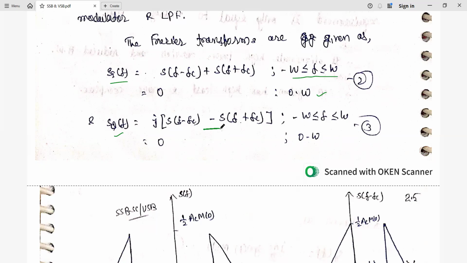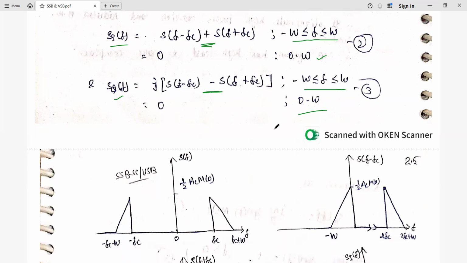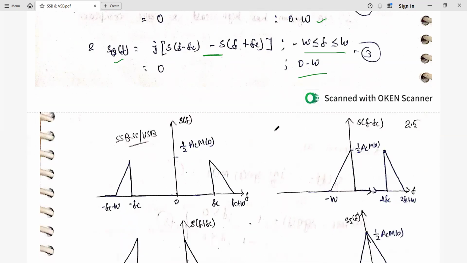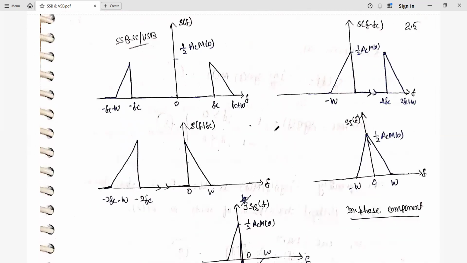Here the sign is minus, and in the in-phase case the sign is plus. It is also in the range of −W to W, otherwise it is 0. So from S(f), we obtain S(f − fc) as well as S(f + fc). This is the spectrum for the upper sideband, which we have just seen.